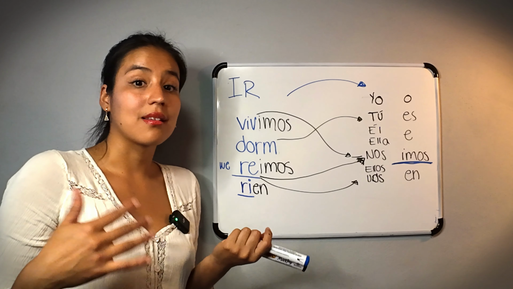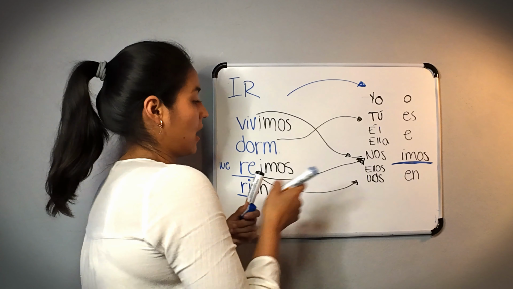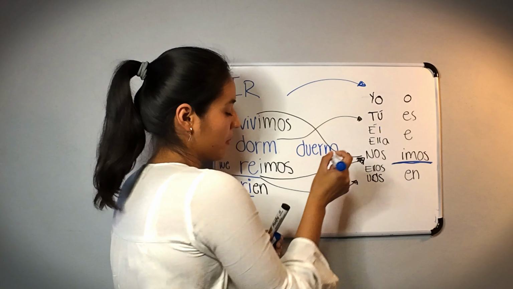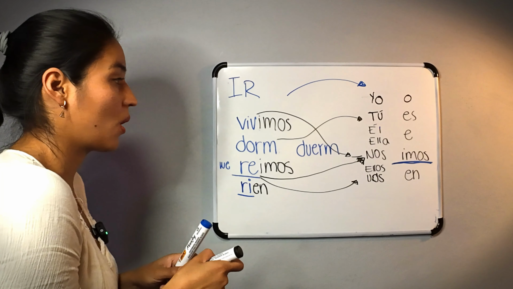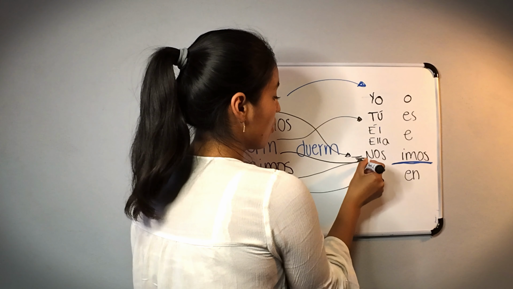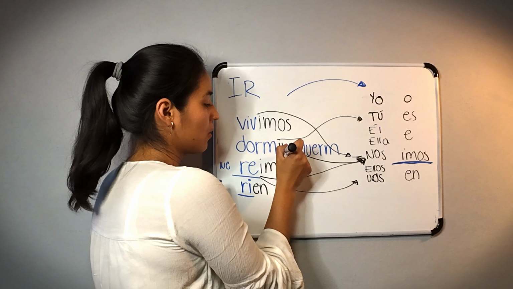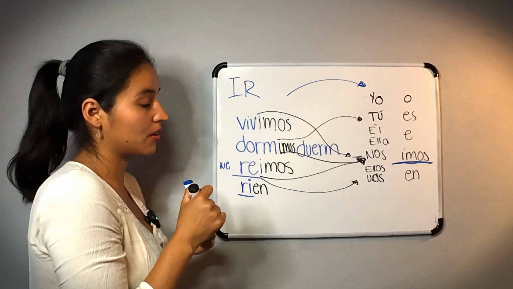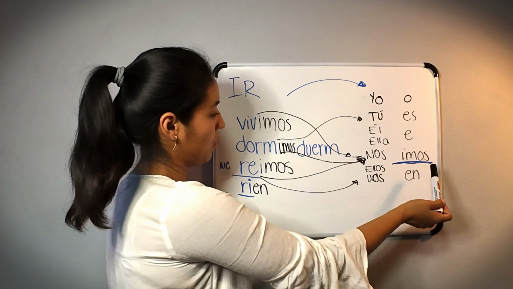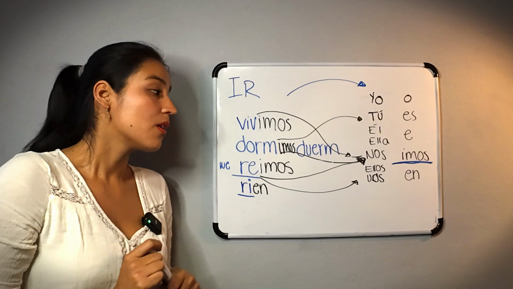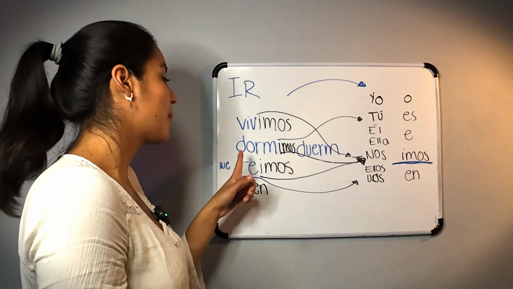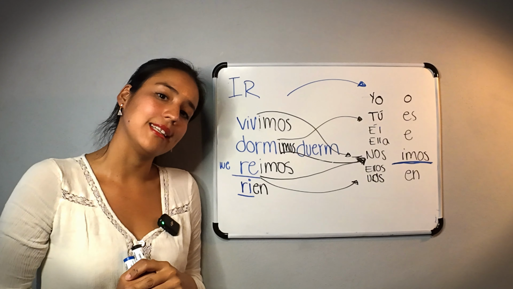And dormir, it's the same. It's going to change and it's going to be duerm. So with all of them except for nosotros. Nosotros is going to be dormimos. The rest is going to be duerm. Yo duermo, tú duermes, él duerme, nosotros dormimos, ellos duermen. Yeah? These ones are a little bit irregular. The ending is not irregular, but the root is going to change.